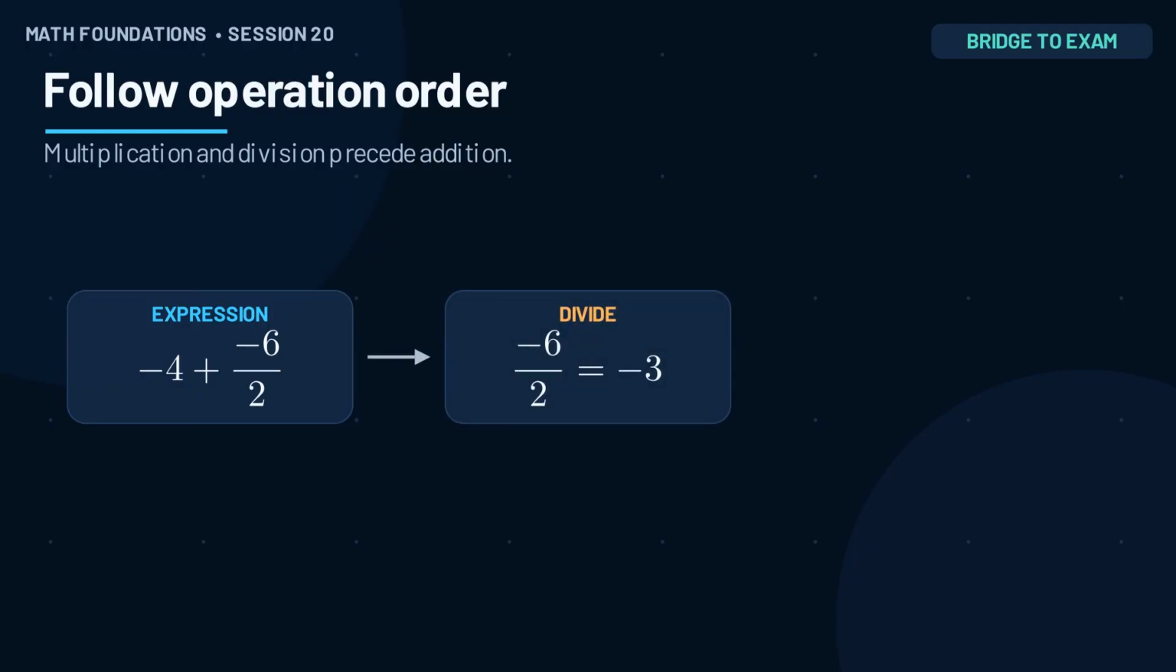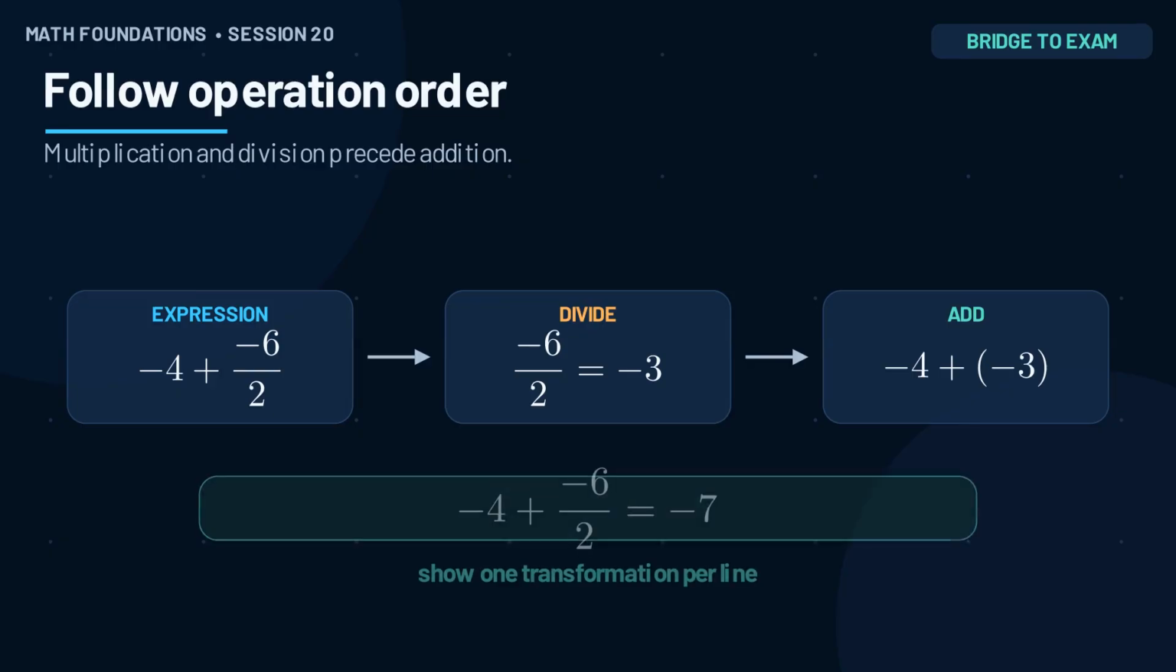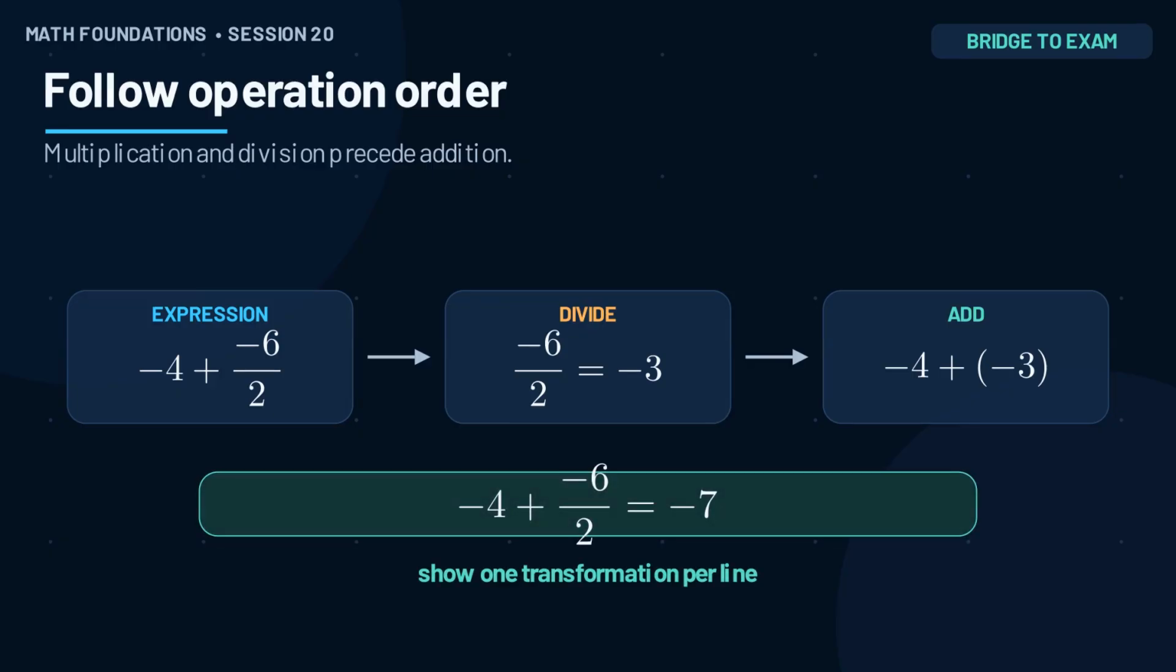left to right. In -4 plus -6 divided by 2, divide first. -6 divided by 2 is -3, and -4 plus -3 equals -7. A fraction bar groups its entire numerator and denominator, so complete each grouped part before dividing.